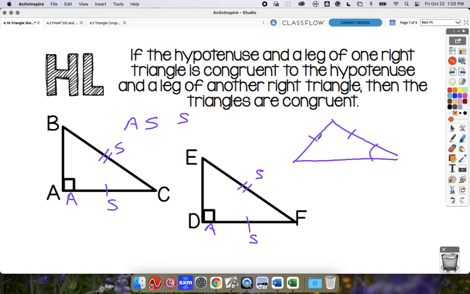So this side and this side, that's ASS. But if I take this line right here and I reflect it over the altitude, these two lines are exactly the same length. But this small triangle and this big triangle are two different sizes. That's why ASS doesn't work.